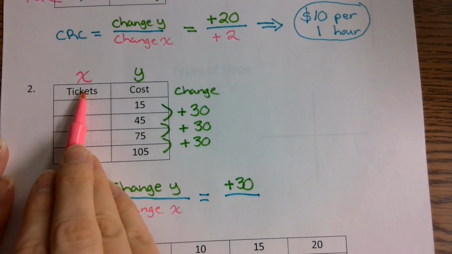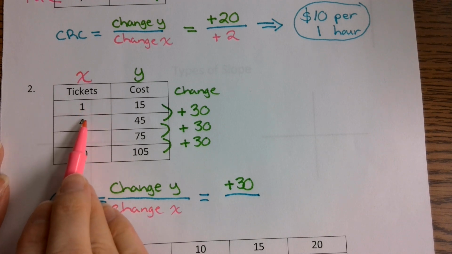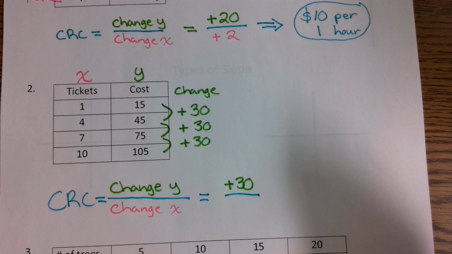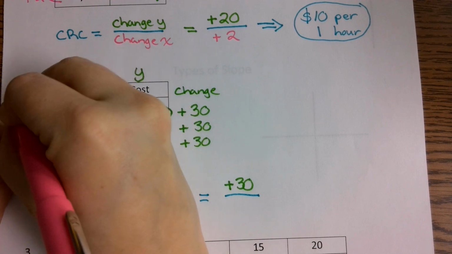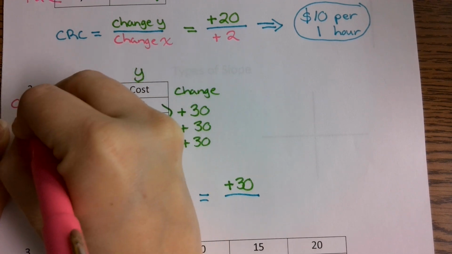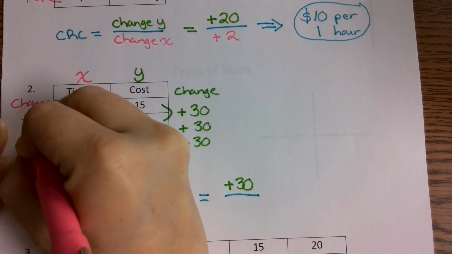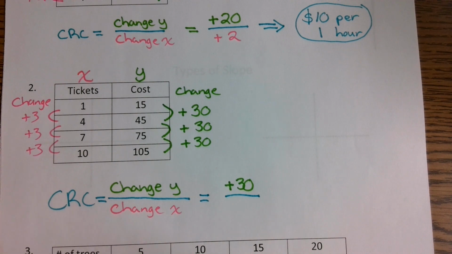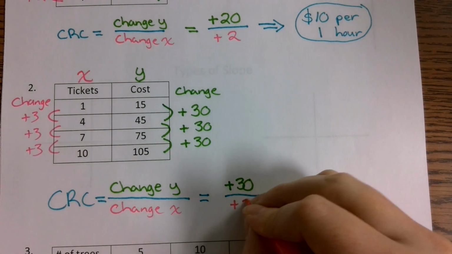Okay, for our tickets, we're going from 1 to 4 to 7 to 10. What's the change that's occurring there? We're going up by 3. Thank you. So the change that's occurring for those x values, it's an increase by 3 each time. So that's a positive 3.